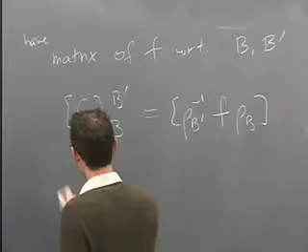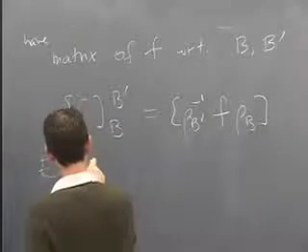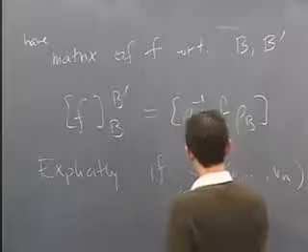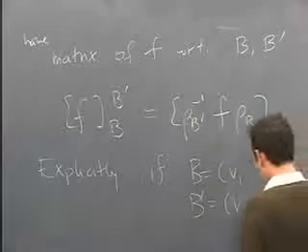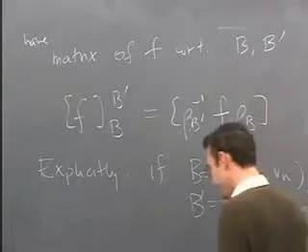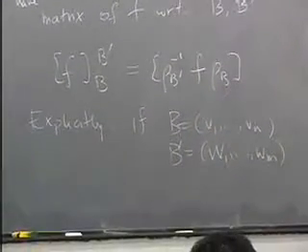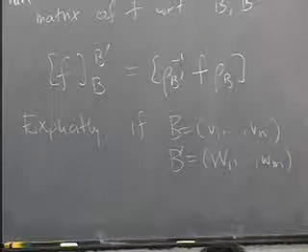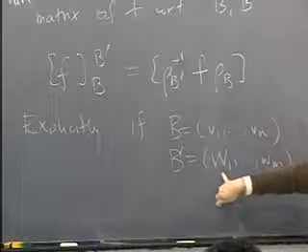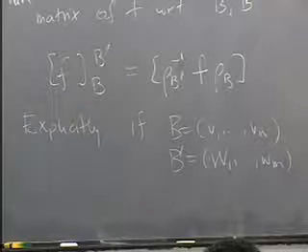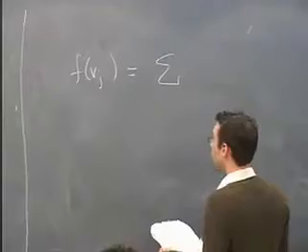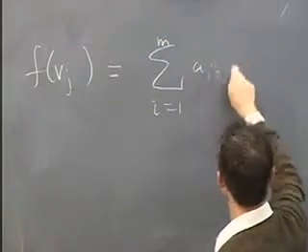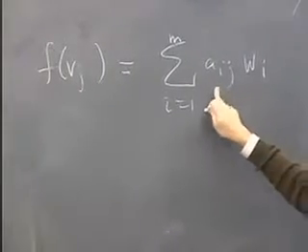Another, more explicit way of looking at this: if B is v1 through vn and B prime is, let's make this easier, w1 through wm, then given any of these vj's, we know that we can write its image uniquely as a linear combination of things in this basis B prime. That was the defining characteristic of bases. So F of vj looks like the sum, for each of these j's, where j is just ranging over 1 through n, the sum i equals 1 to m of a_ij w_i for some scalars a_ij.